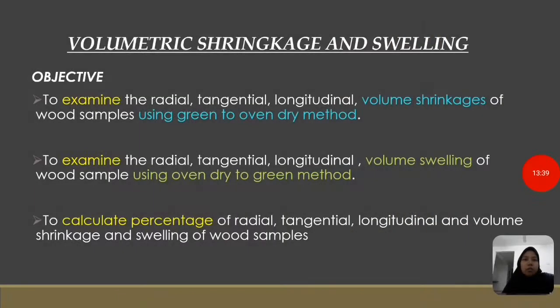Okay. Objective of volumetric shrinkage and swelling. To examine the radial, tangential, longitudinal volume shrinkage of wood sample using green to oven dry method. Second, to examine the radial, tangential, longitudinal volume swelling of wood sample using oven dry to green method. And last, to calculate the percentage of radial, tangential, longitudinal and volume shrinkage and swelling of wood sample.